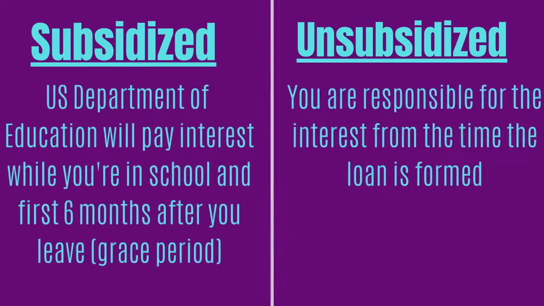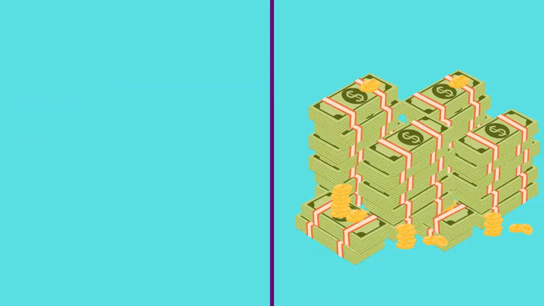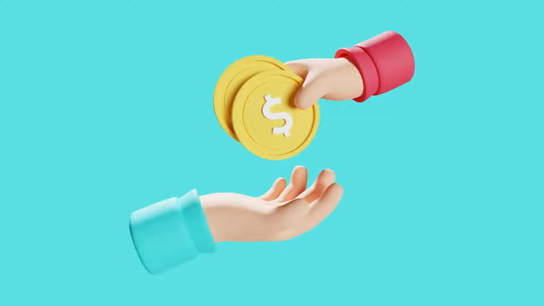One of the biggest and most important differences between subsidized and unsubsidized loans is interest. When it comes to subsidized loans, the U.S. Department of Education will pay the interest while you're in school and the first 6 months after you leave school. When it comes to unsubsidized student loans, you are responsible for the interest on the loan from the time the loan is formed. And while this may not sound like that big of a deal, having the U.S. Department of Education pay the interest on your loans while you're in school can make a big difference on your loan balance, which can make a big difference when it comes time for repayment to begin.